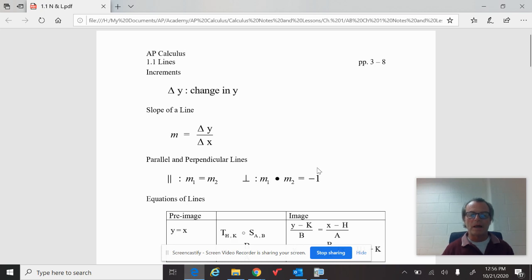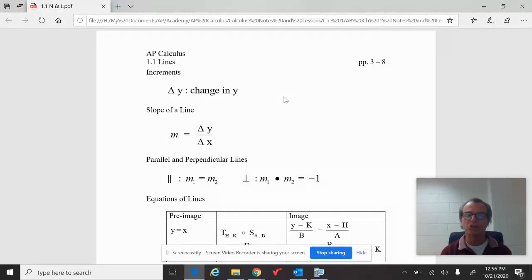Okay, so this is our video, our Screencastify for section 1.1 on linear equations. The headings against the left are the actual headings in the textbook. First one's increments. That's how you proceed through the calculus text. And in there, they remind you that delta y refers to the change in y.